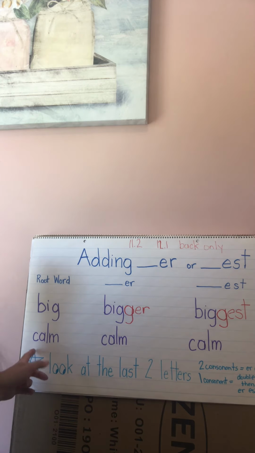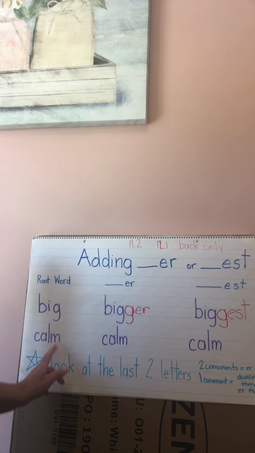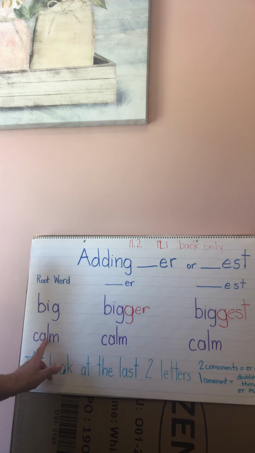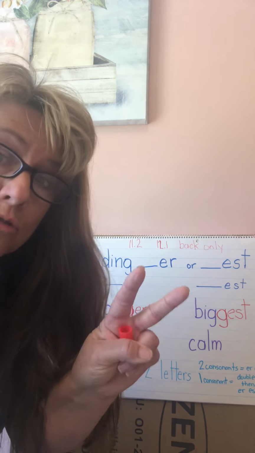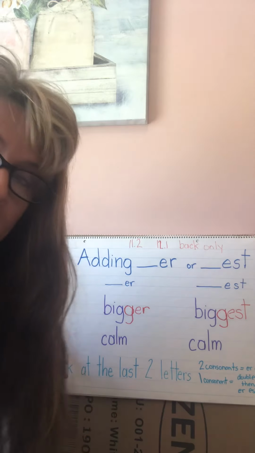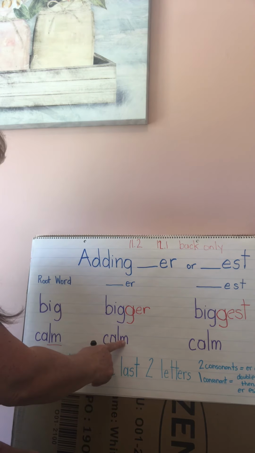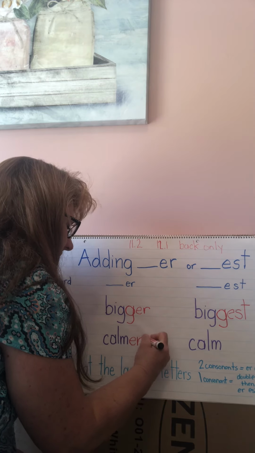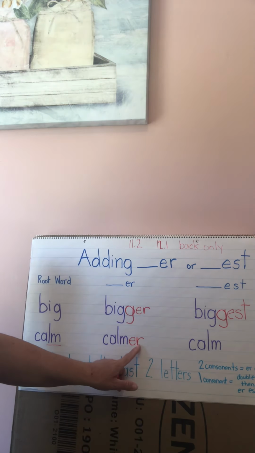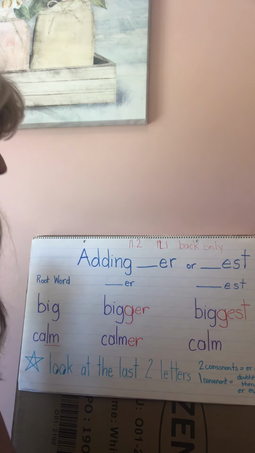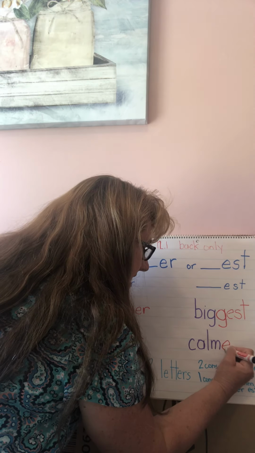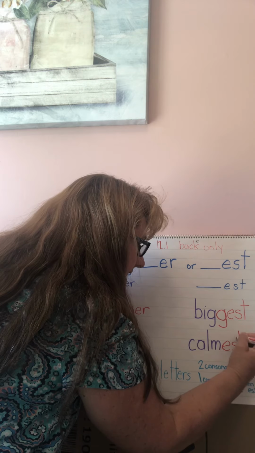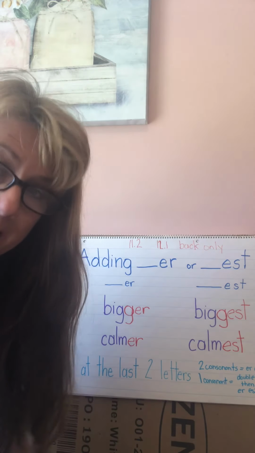Now, let's look at our next word. This root word is calm. Calm. When I look at the last 2 letters, I see that now I do have 2 consonants. So I don't need to double anything. I can just come here with calm and add my ER. And now I have calmer. And I can come here at this word calm and add my EST and have the word calmest.